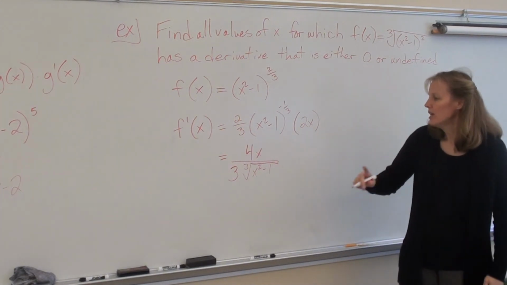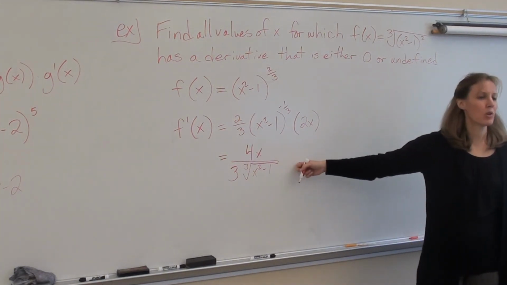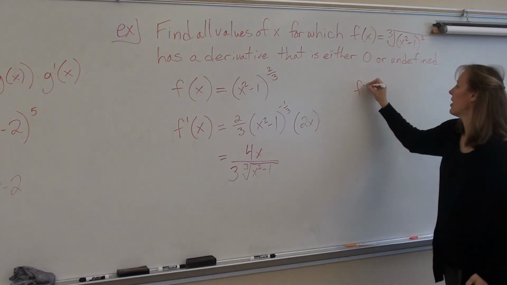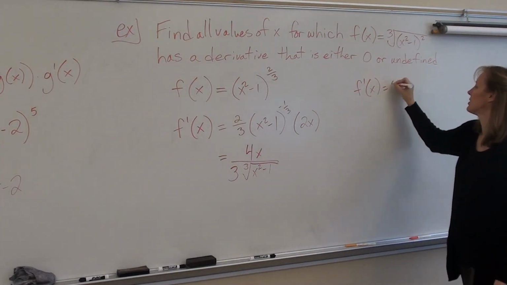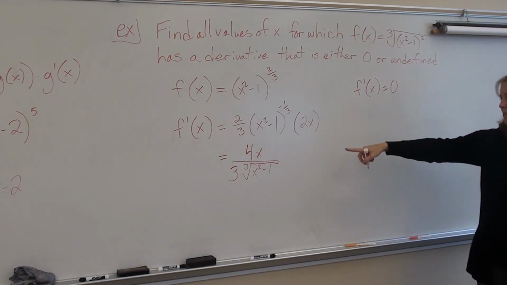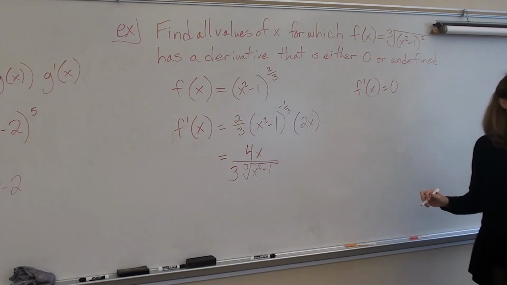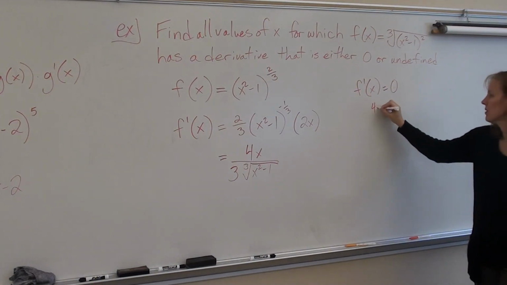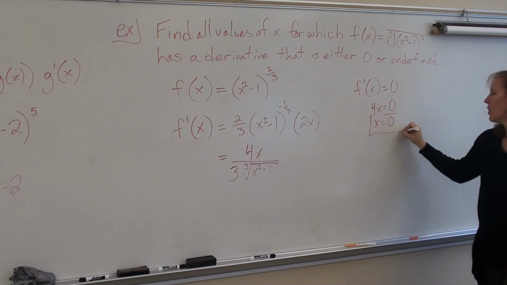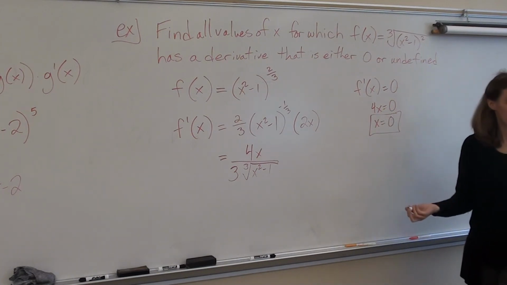Okay. Now, this is our derivative, but the question said, find the values of x where the derivative is 0 and where the derivative is undefined. So first, I'm going to say where f prime equals 0. To find where the derivative is 0, do I set the top equal to 0 or the bottom equal to 0? I set the top. So our derivative is 0 at x equals 0.